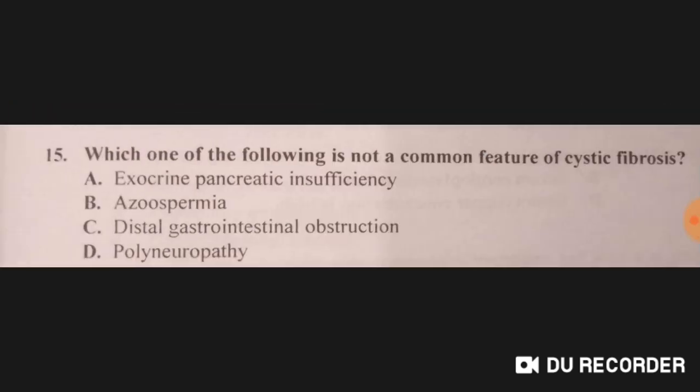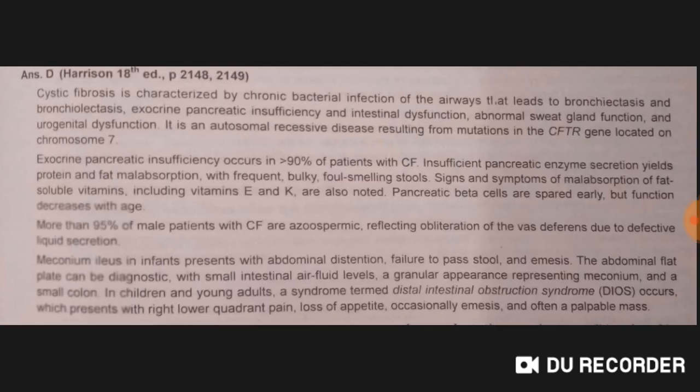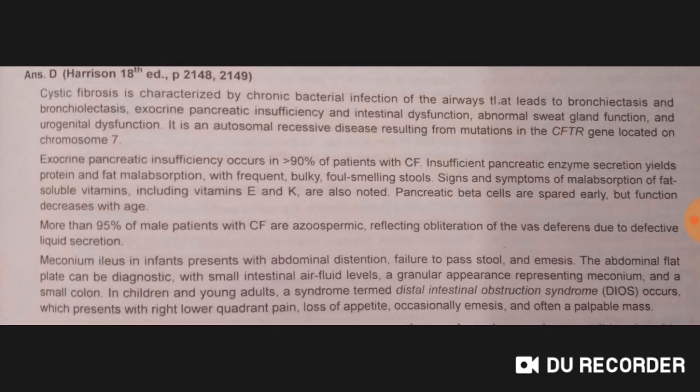Okay. Now, which of the following is not a common feature of cystic fibrosis? Exocrine pancreatic insufficiency, yes. Azoospermia, yes. Distal gastrointestinal obstruction, yes. But there is no polyneuropathy. Cystic fibrosis is characterized by chronic bacterial infection in the airways. It leads to bronchitis, bronchiectasis, exocrine pancreatic insufficiency, intestinal dysfunction, abnormal sweat gland function, and urogenital dysfunction.